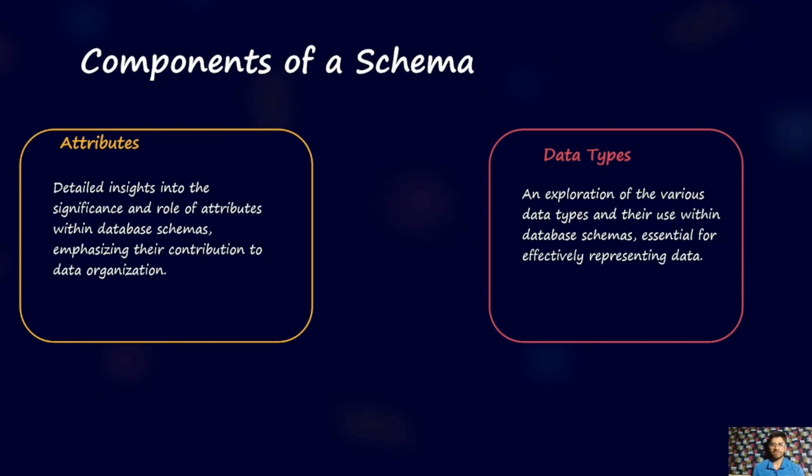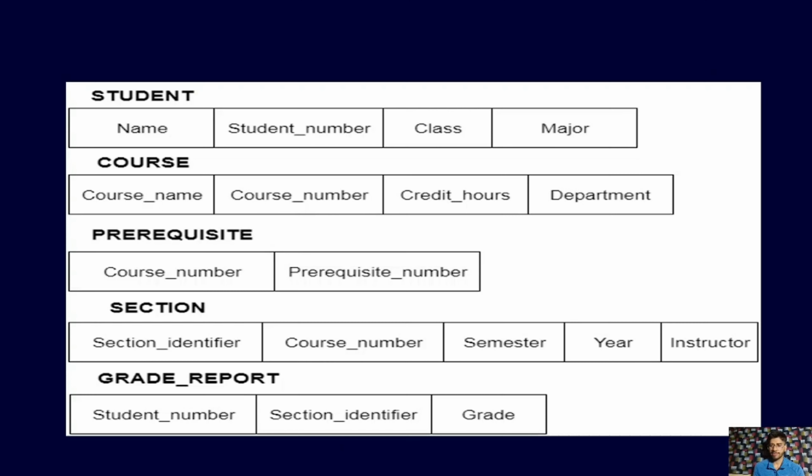So the components of a schema are attributes, and the attributes give detailed insights into the role of the attributes and their significance within database schemas, emphasizing their contribution to data organization. And we have the data types.